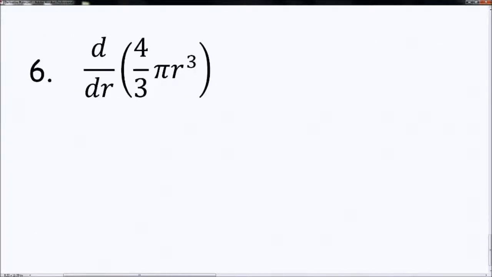Number 6 has my independent variable and my dependent variable in parentheses. So it's just asking me to take the derivative of whatever's in the parentheses with respect to the independent variable, which is, in this case, r. And so I'm going to go ahead and take my derivative. Everything is in power form, so I'm going to do 3 times 4, which is 12, over 3 pi, and then decrease my exponent by 1, which makes it 2, so this is equal to 4 pi r squared.